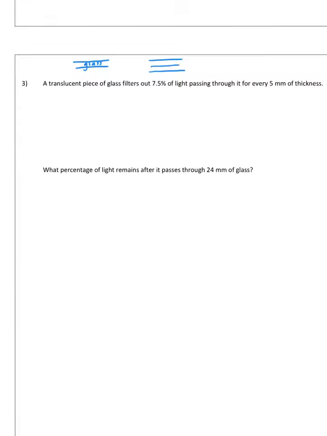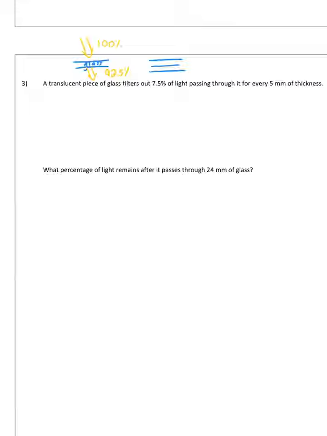So when you have light coming through that glass, before it enters the glass, we have 100% because you start at 100%. You lose a little bit of that light as it passes through that glass. And the question says you lose 7.5%. So when you take that away from 100%, you are left with 92.5%.